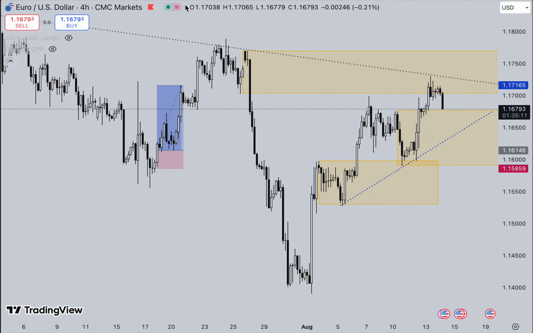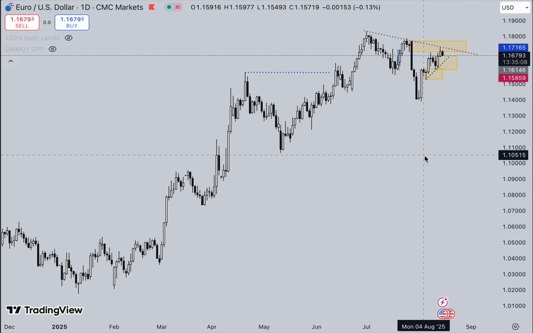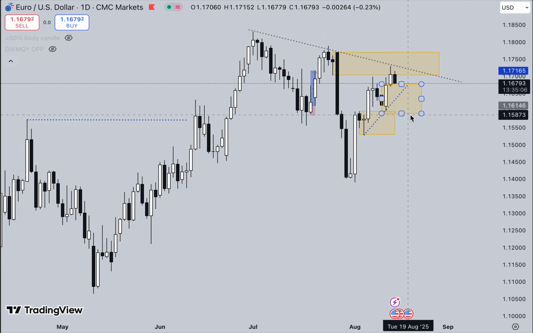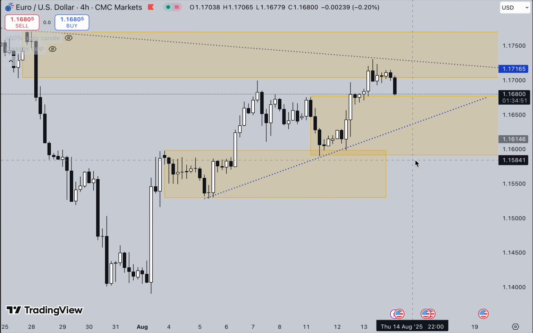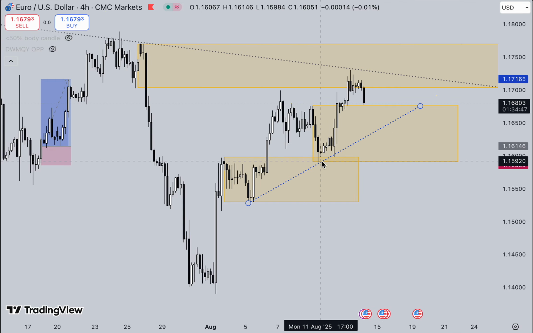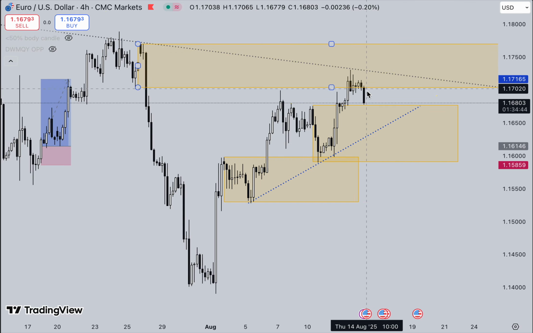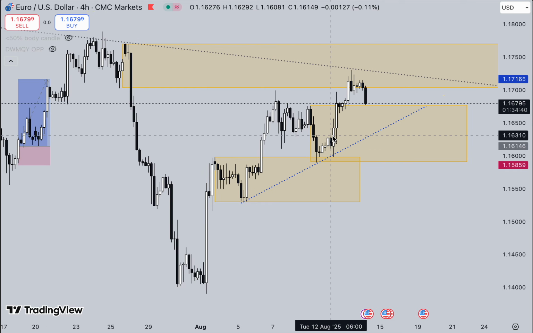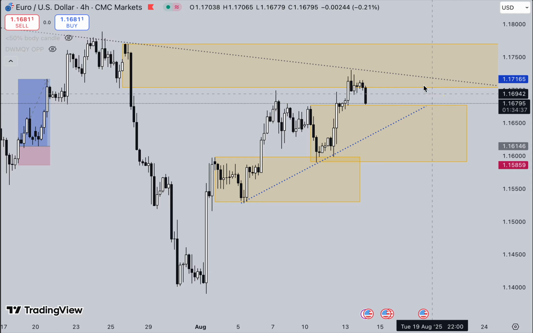Daily wise, this is our fractal low right here, and our fractal high is right here. So our fractal low is right here at 1.15928, and our fractal high is at 1.17291. Now if we go down to the 4-hour time frame, you can see from here to here we're bullish, right? So now we're just having that retracement.